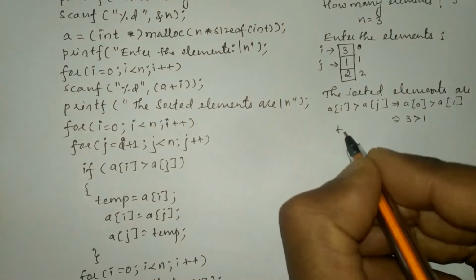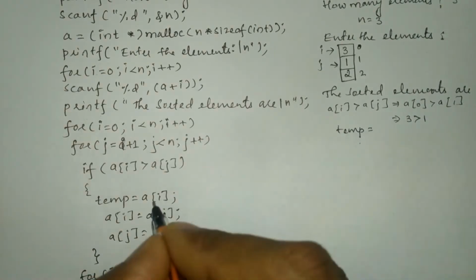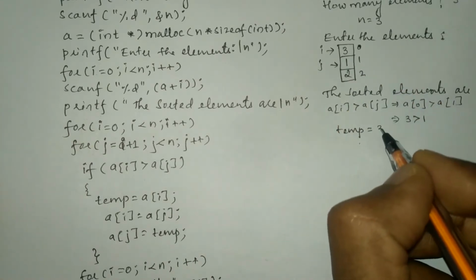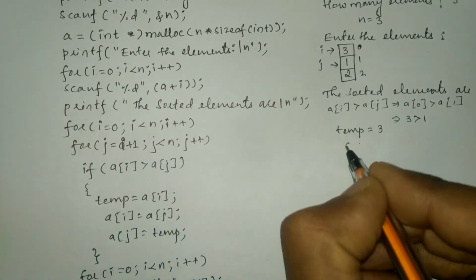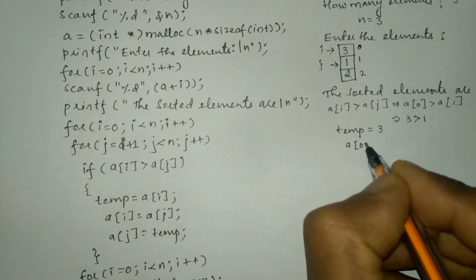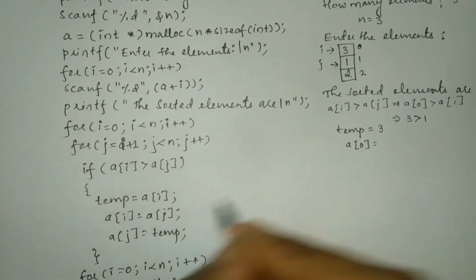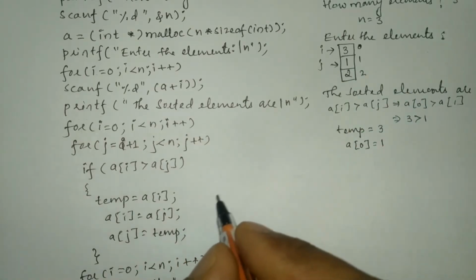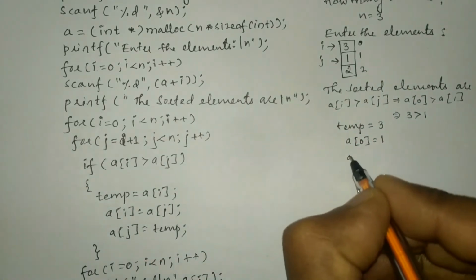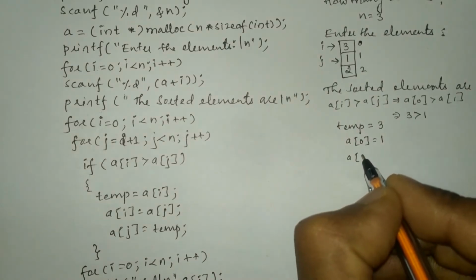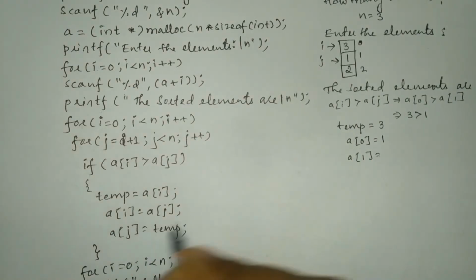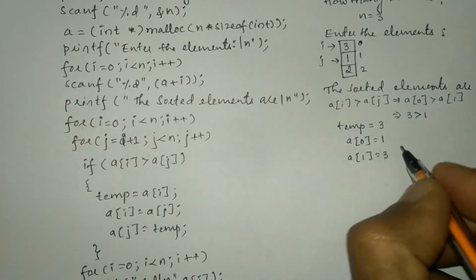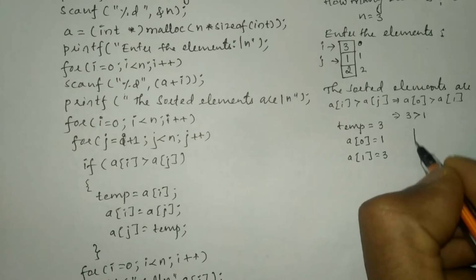What will happen now? Here we are going to initialize temp is equal to a of 0. A of 0 consists of what? 3. So 3 is initialized to temp. Next, here I am going to write a of i, which is 0, is equal to a of j, which is what? 1. So 1 is initialized to a of 0. Next, a of j, which is 1, is equal to temp. Temp is holding value 3. Now what will happen? The array looks something like this.